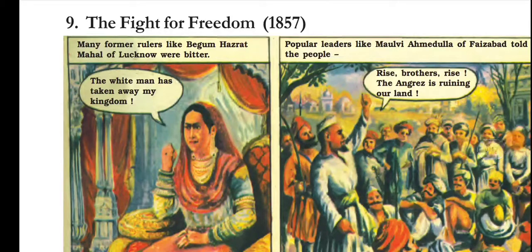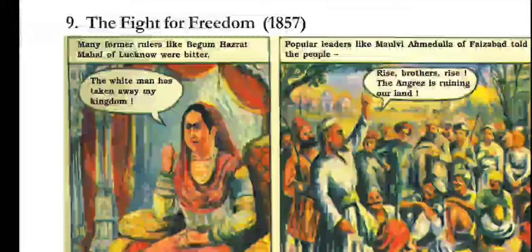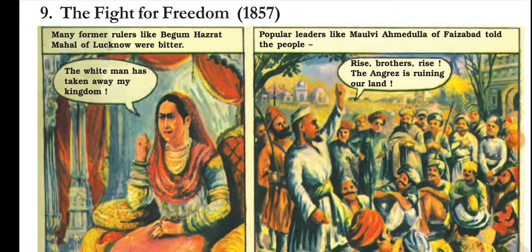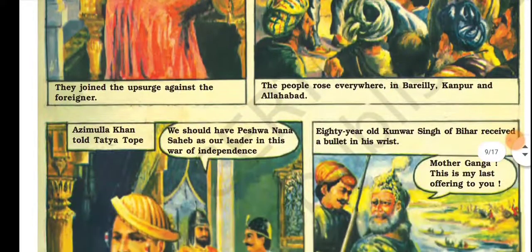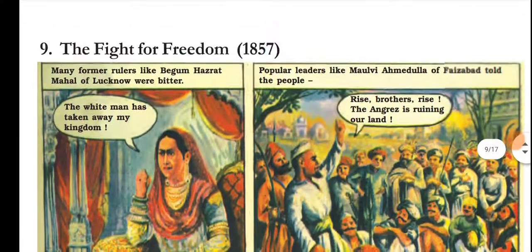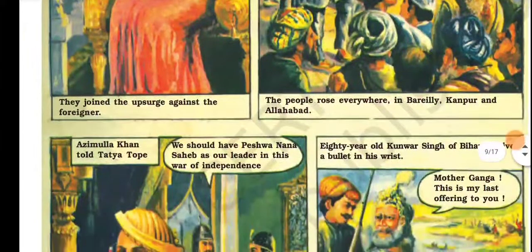Many former rulers like Begum Hazrat Mahal of Lucknow were bitter. The white man has taken away my kingdom. In fact, our kingdom was also taken away by the British. Popular leaders like Maulvi Ahmadullah of Faizabad told the people, rise brothers rise, the Angrez is ruining our land. In fact, Muslims, meaning everybody, wanted to extend their help to the Indian soldiers to fight against the British. So they joined the officers against the foreigner. That means the Muslims as well, like Begum Hazrat Mahal and Maulvi Ahmadullah, all joined the officers in revolution against the British.